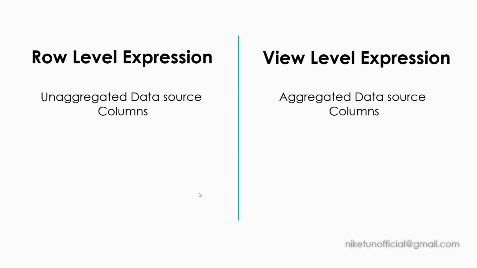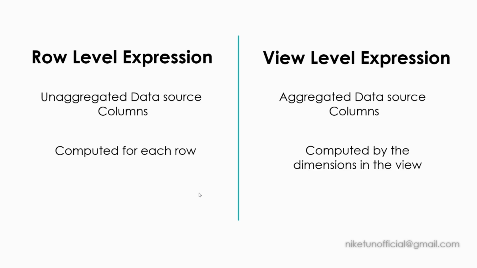As you can understand from the name, the row level expressions are computed for each row that is there. Whereas the view level expressions are computed by the dimensions that are there in the view. A simple example, when you have sales divided by profit, the sales for every row is divided by the profit for that row. Whereas at a view level, something like sum of sales divided by sum of profit, the entire sales is aggregated at a dimension level and is divided by the sum of profit for that dimension. Let's see how we can do it in Tableau.